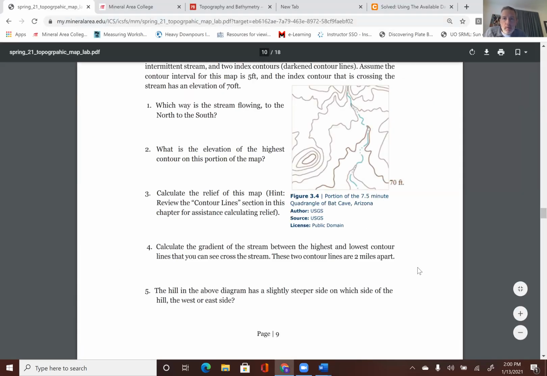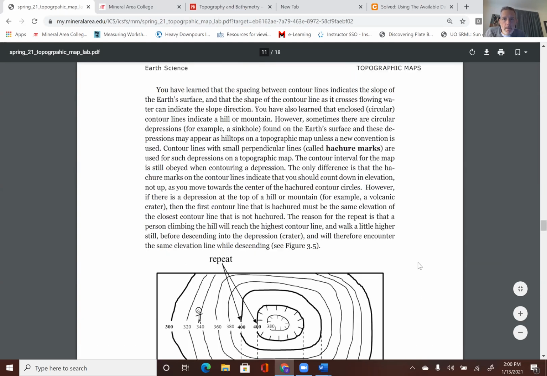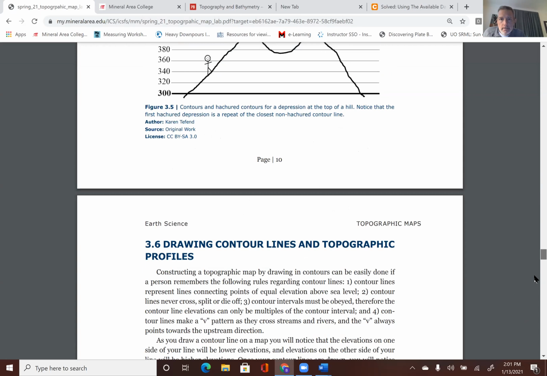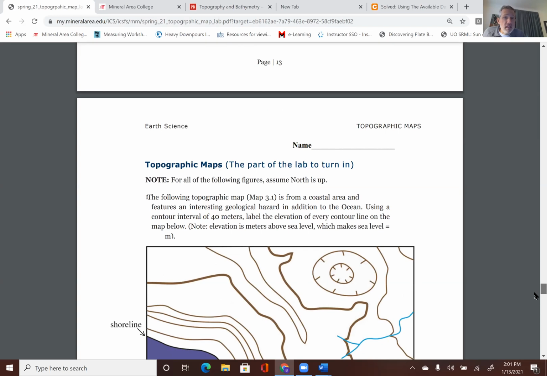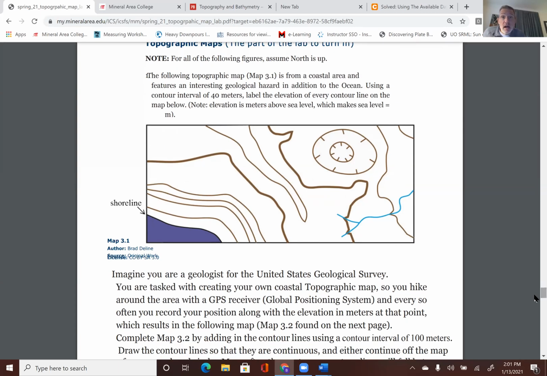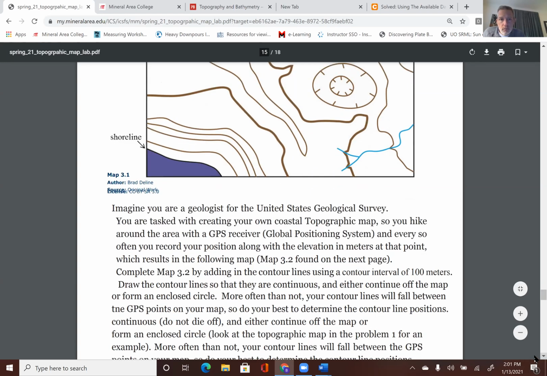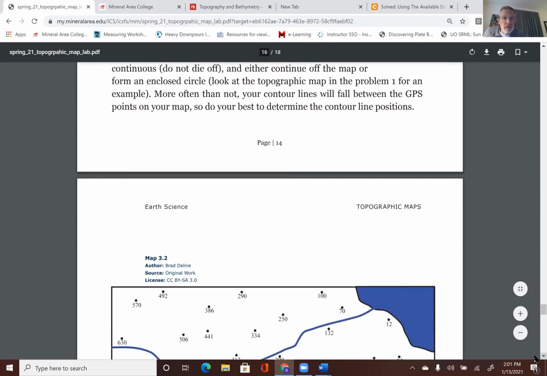So the part that you're going to be turning in this lab is starting on page 14 here. You're going to be labeling these elevations. Notice that the shoreline and elevation of the ocean is going to have an elevation of 0. And then you're going to move off of that 0. These little hash marks are telling us you're going back down. Then you're going to turn in page 15.